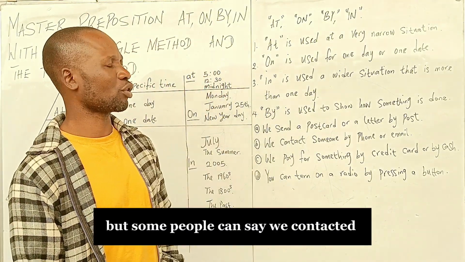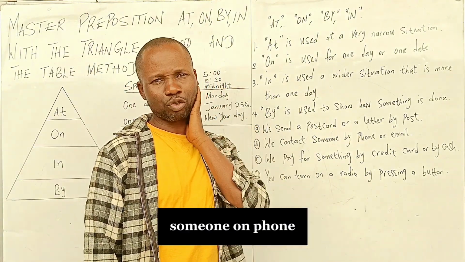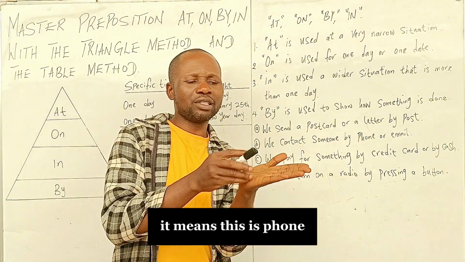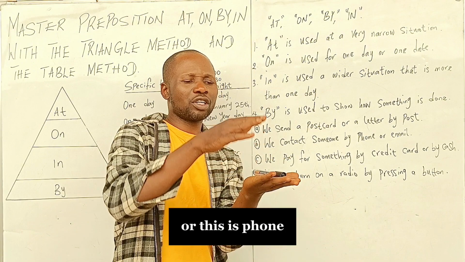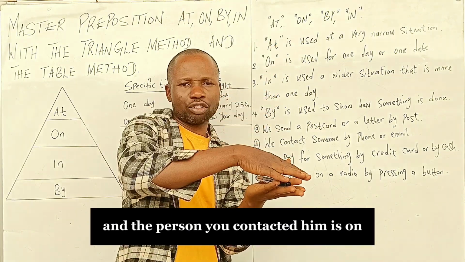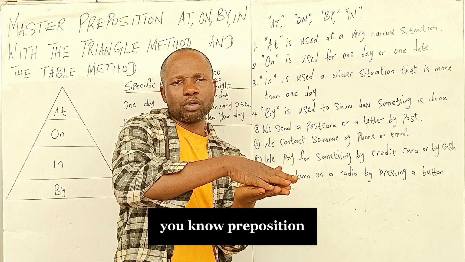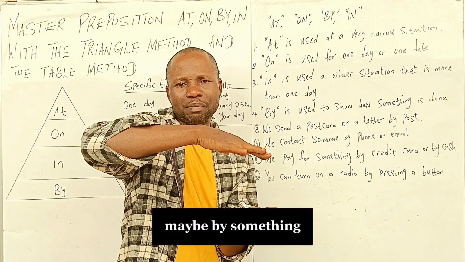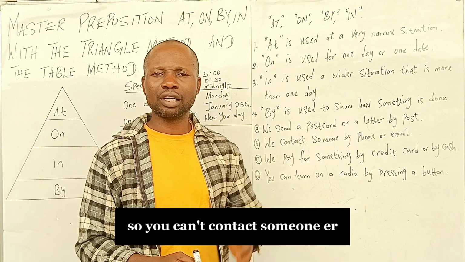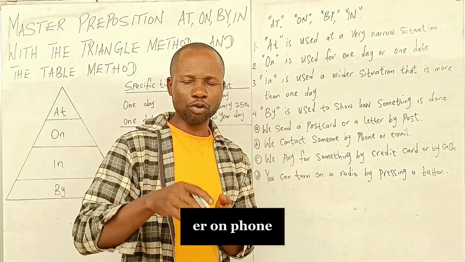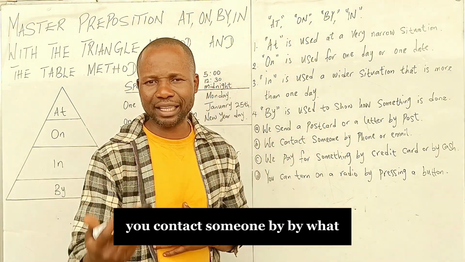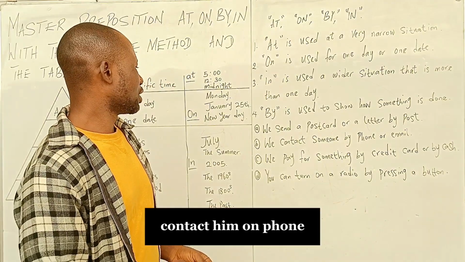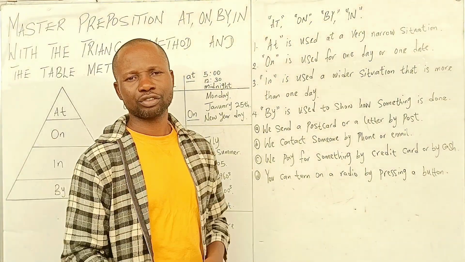But some people say we tell someone on phone. You can't say on phone. If you say on phone, it means this is the phone and the person you contacted is on it. The person is not on it. You can't contact someone on phone. You contact someone by what? By email or by phone.